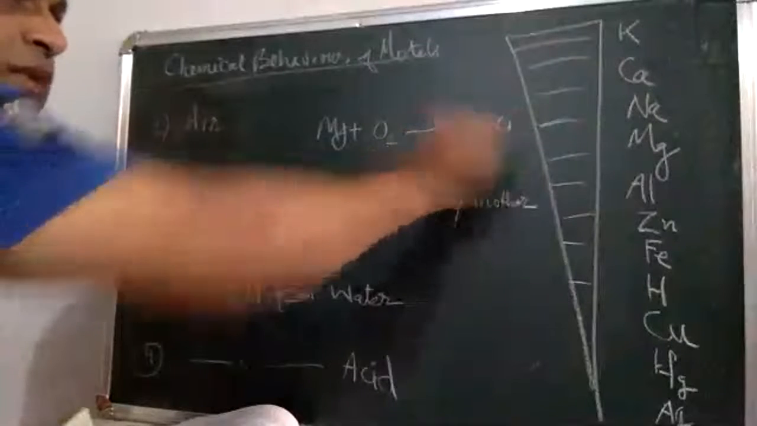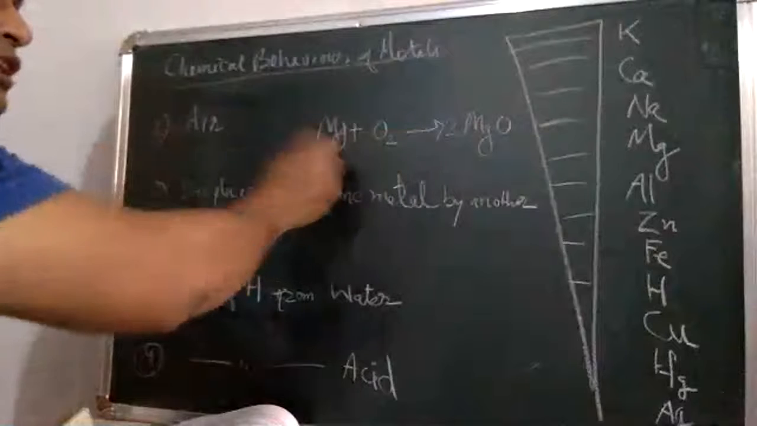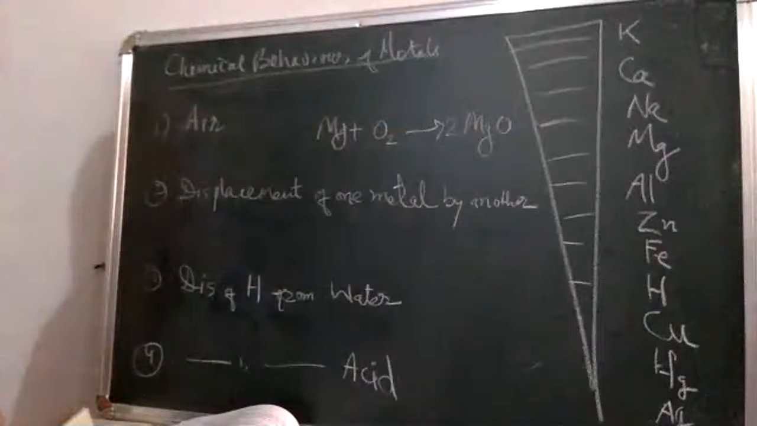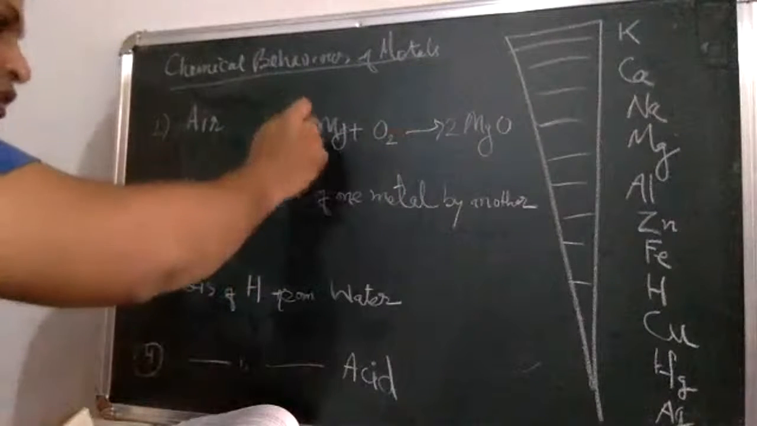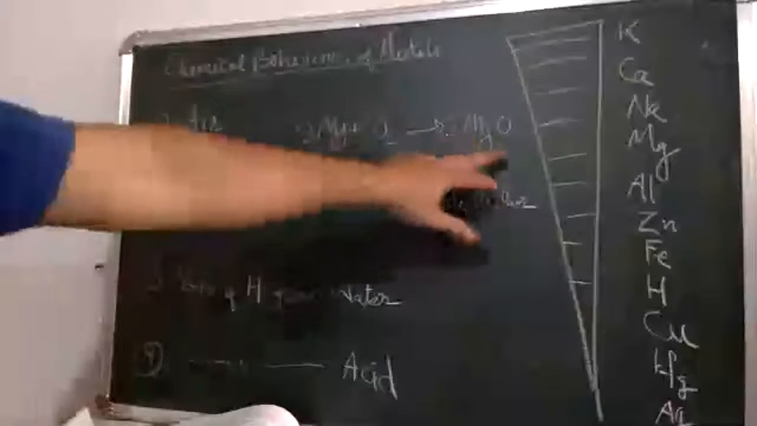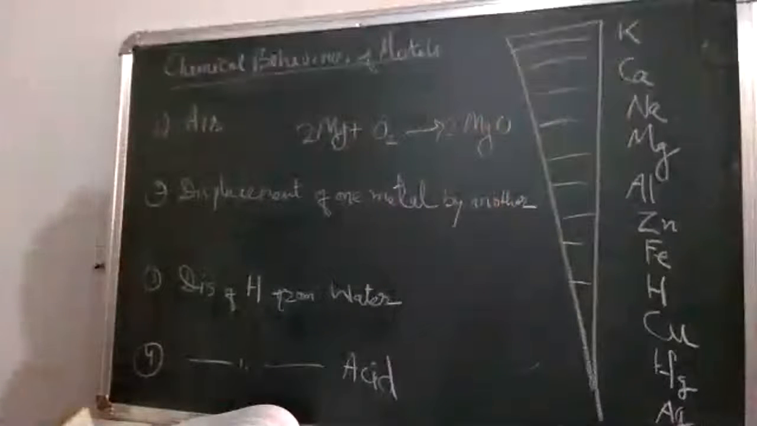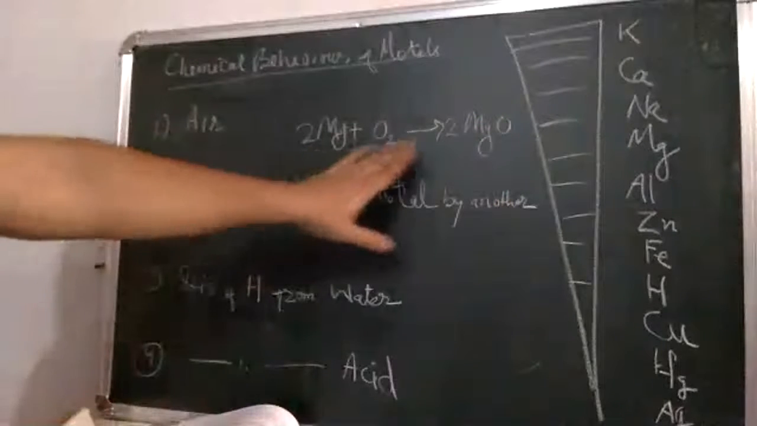So oxygen is balanced out, but if you see, the magnesium is now 2, but magnesium here is 1. So what will you do? You will keep 2 here. Now magnesium is also 2 here and here. Oxygen is also 2 here and 2 here. Okay, so this is a balanced equation now.